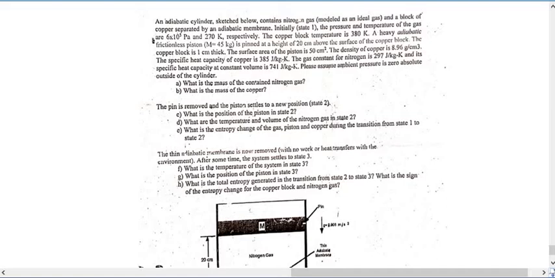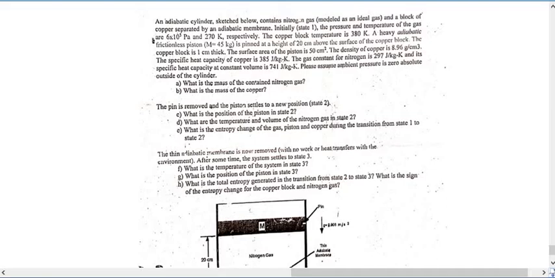A heavy adiabatic frictionless piston, mass equal to 45 kg, is pinned at a height of 20 cm above the surface of the copper block. The copper block is 1 cm thick. The surface area of the piston is 50 cm squared. The density of copper is 8.96 gram per cubic centimeter. The specific heat capacity of copper is 385 joule per kilogram per Kelvin.